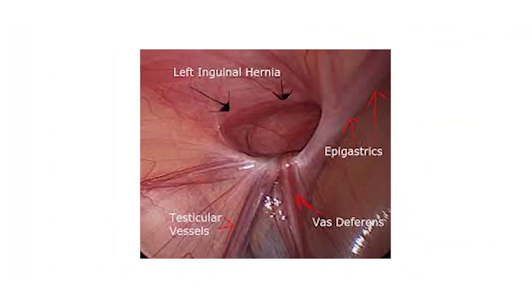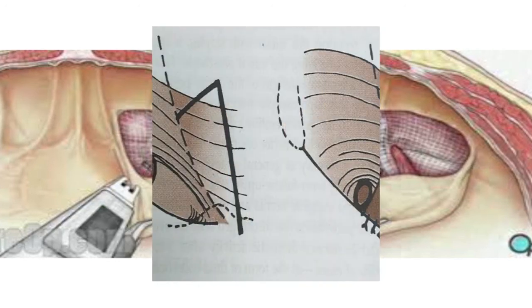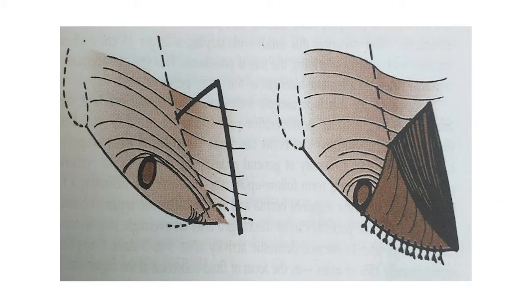This is another image through the laparoscope. A left inguinal hernial ring is clearly seen. The epigastric vessels are there. The vas deferens is looking clear. Testicular vessels are there. Now this is the animated image of the laparoscopic repair of the hernia. That is the TAPP. Now this is the next image showing the rectus sheath and folds being used for the hernioplasty.